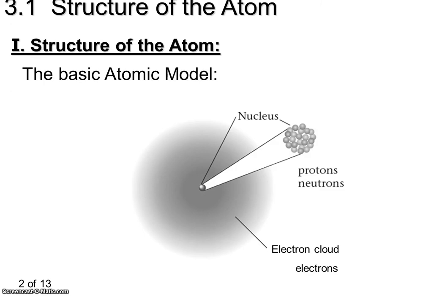So here's the basic structure of the atom, where the nucleus is in the middle and you have protons and neutrons in it, and electrons are in the electron cloud or on the outside.